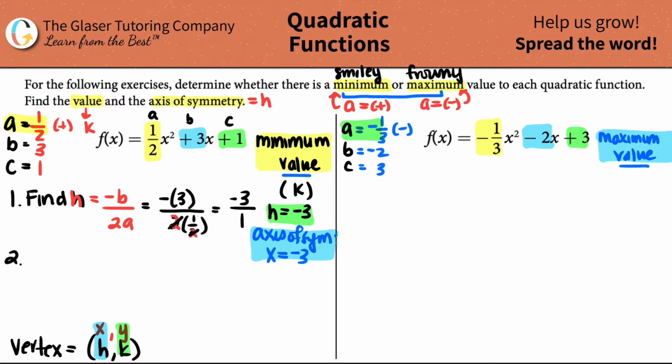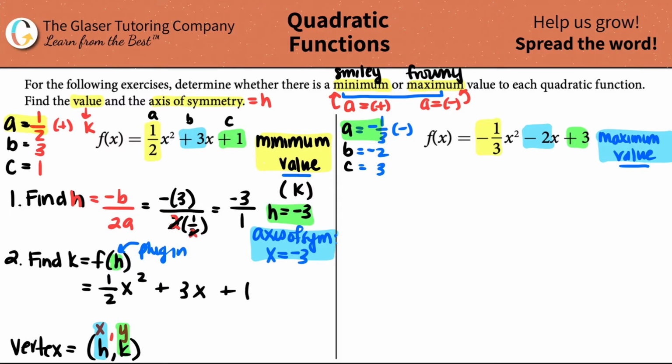The second thing that we have to do is find k. And k is f of h. All you're doing is just plugging your h value into your actual graph. That's it. My h value was a negative 3, so all of the x's are going to have a negative 3 in them. So the graph originally was 1/2 x squared plus 3x plus 1. All you have to do is erase the x values and plug in that h value.